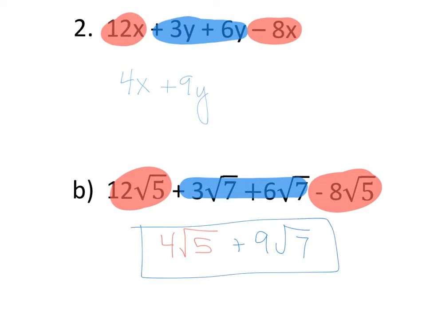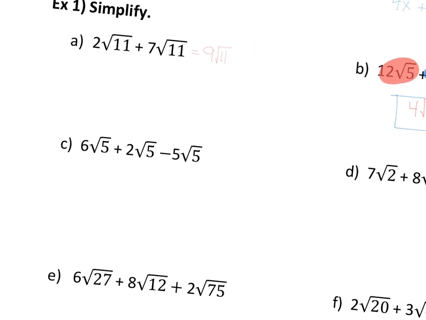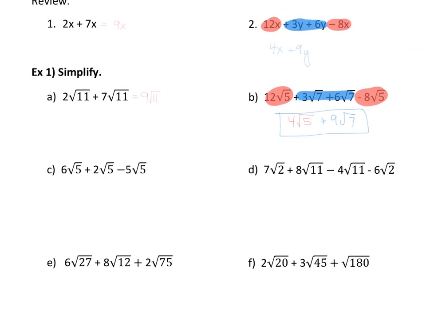We can't add them up because they're not like radicals, just like we can't add them because they're not like terms. Okay? All right, I want you to pause the video and I want you to try to do C and D on your own.